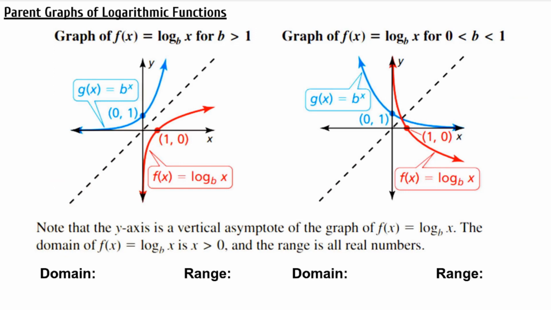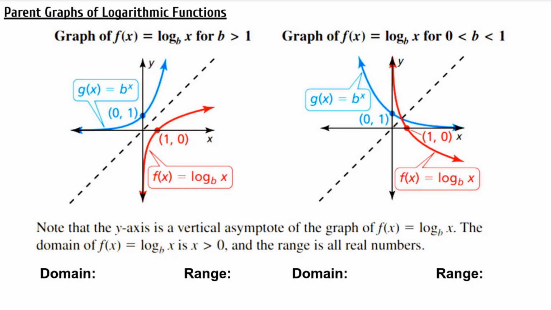The parent graphs of logarithmic functions. Remember, your logarithmic function is the inverse of the exponential, so it will be a reflection across the line y equals x. Because the parent function for an exponential has a horizontal asymptote at y equals 0, and the logarithmic function is just an inverse reflected about the line y equals x, the logarithmic function will also have an asymptote, but this time it will be a vertical asymptote at x equals 0.